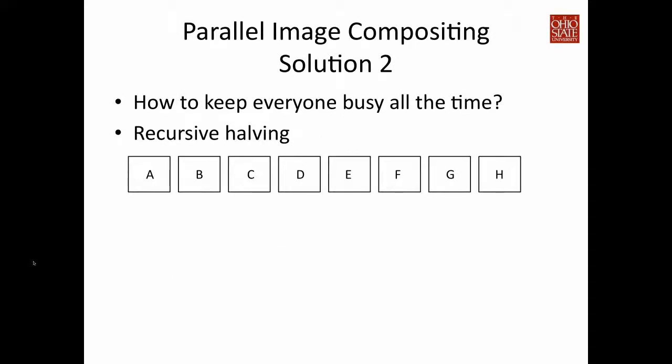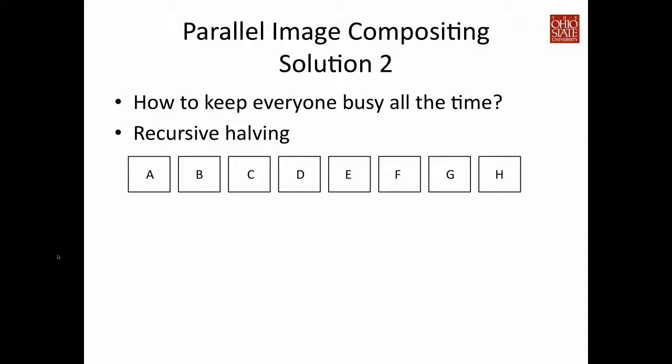To solve the parallel load balancing problem, the question now is, how can we keep everybody busy all the time? I'm going to propose another solution that will make everybody busy at all stages. Again, assuming we have A to H partial images in the beginning, and we need to composite according to the visibility order, that is A is the frontmost and H is the backmost. So how do we keep everybody busy?